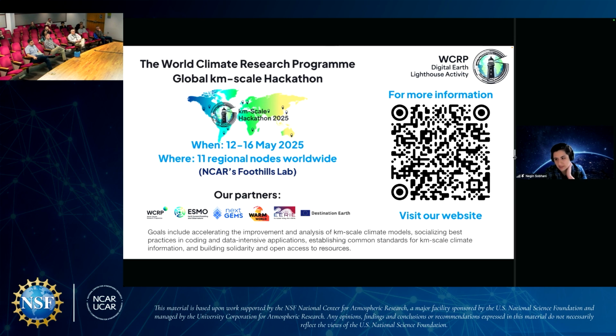The goal of this hackathon specifically is to improve your analysis of large-scale data analysis codes. They specifically mention kilometer-scale climate models, but it covers large-scale data analysis and improving and optimizing those types of workflows, and also providing some best practices to the community in coding and data-intensive applications and how they can improve the performance on that. So if that's a topic that you'd like to learn about, please feel free to check that hackathon out.